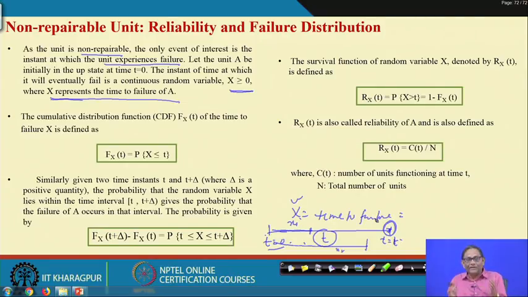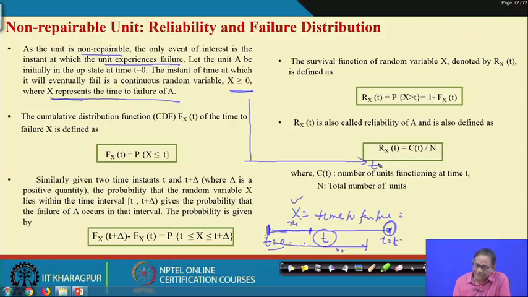Now, if you have identical components, suppose several similar components, and you put them under test at time t equal to 0, you may find that some will fail within x1 time, some will fail at x2 time, some at x3 time, like this. So, they will fail at different time intervals. Now, if you are interested to know how many fail in a particular time interval, and then plot against time, what will happen?